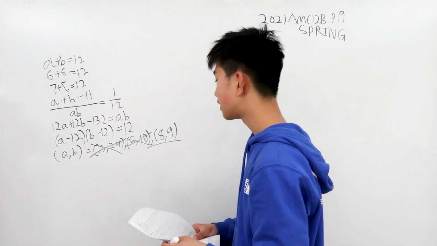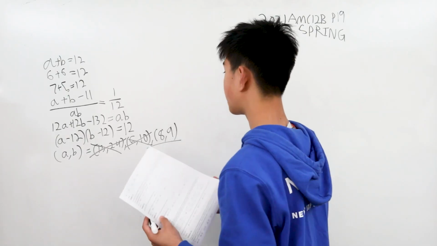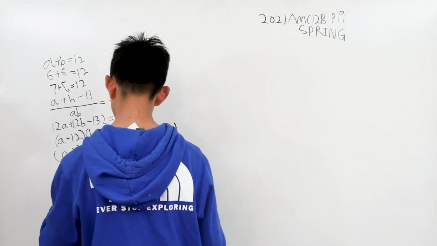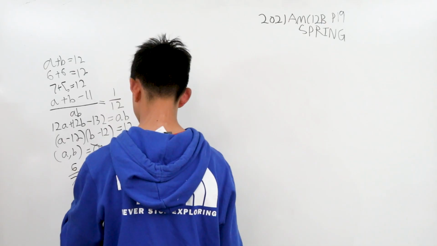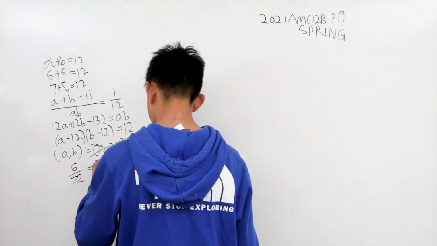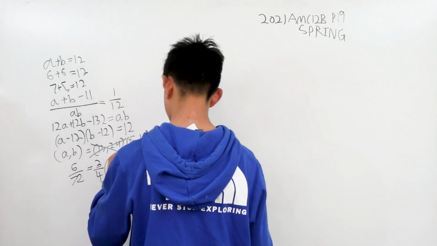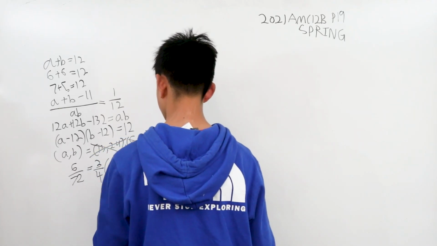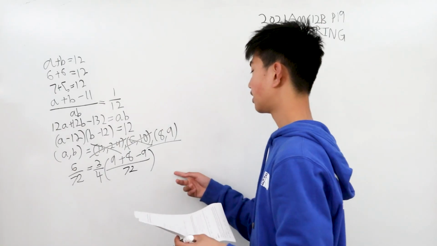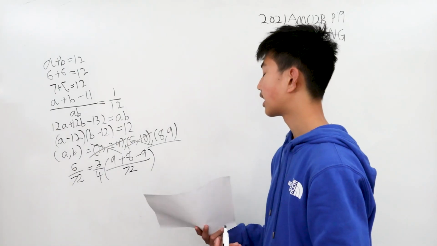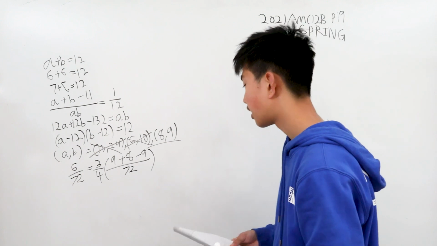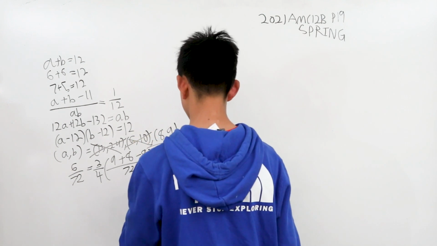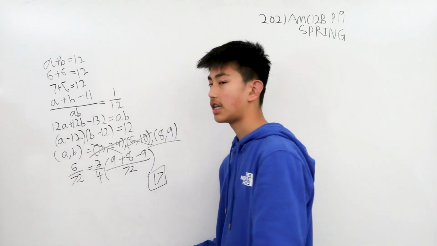In order to test this, we can set the equation equal to each other by equating it. So 6 over 72 is 3/4 that of 9 plus 8 minus 9, and then divide by 72. Now, for this equation, it would actually be correct. So we then see that 8 and 9 is our A and B. The sum of 8 and 9 is simply 17. So 17 is our answer.